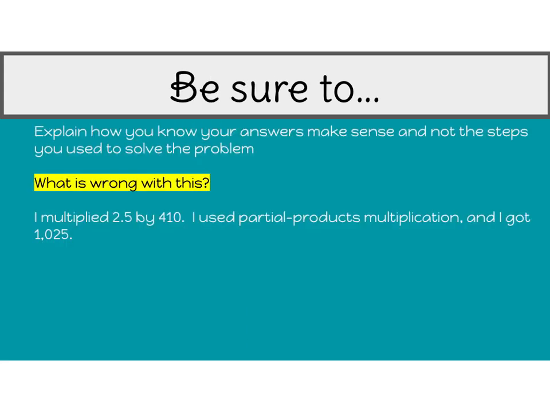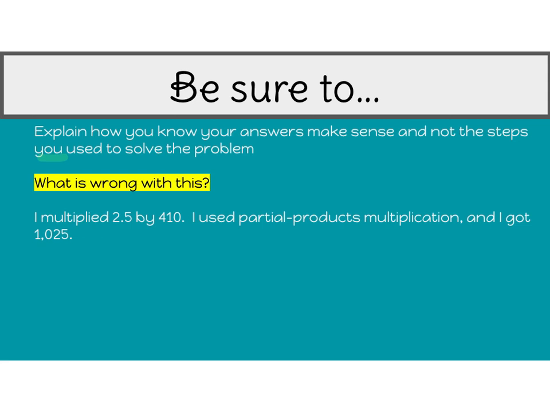Be sure to explain how you know your answers make sense and not the steps you use to solve the problem. So for example, what is wrong with this? I multiplied 2 5/10 by 410. I used partial products multiplication and I got 1025. So think about that for a minute. What is wrong with those two statements?